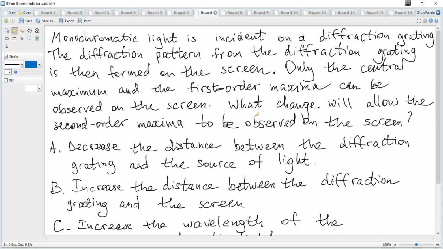The next one: monochromatic light is incident on a diffraction grating. The diffraction pattern from the diffraction grating is then formed on the screen. Only the central maximum and the first order maxima can be observed on the screen. What change will allow the second order maxima to be observed on the screen?